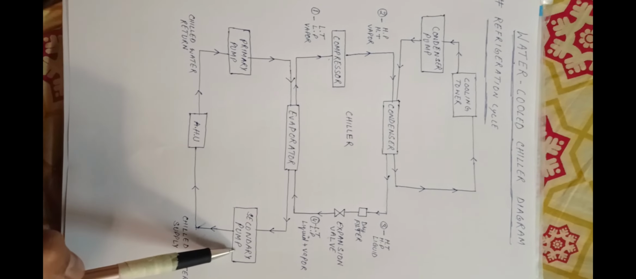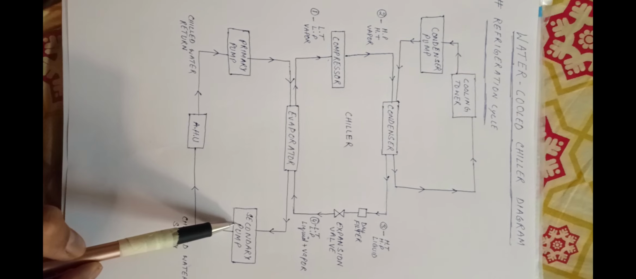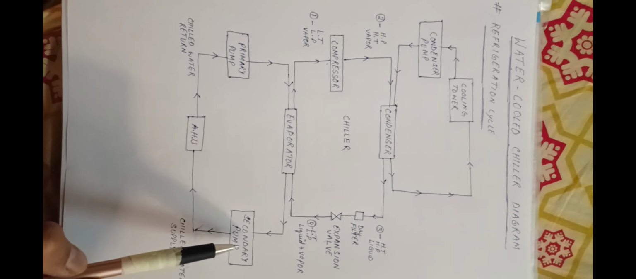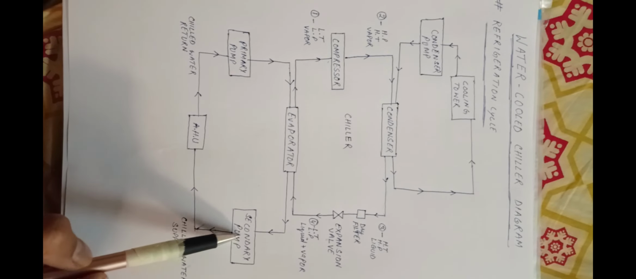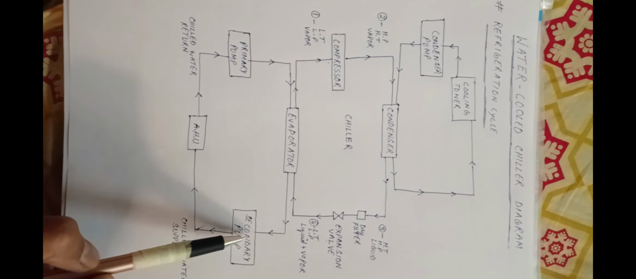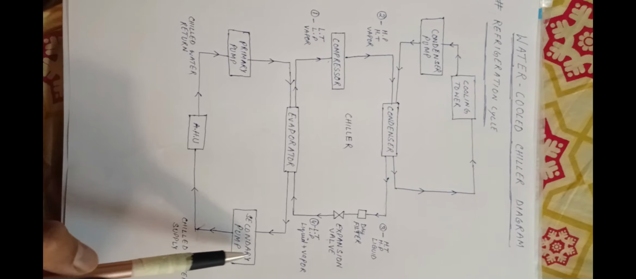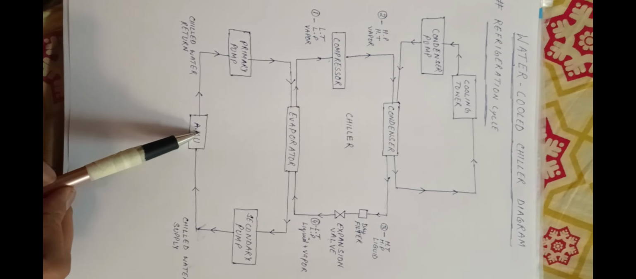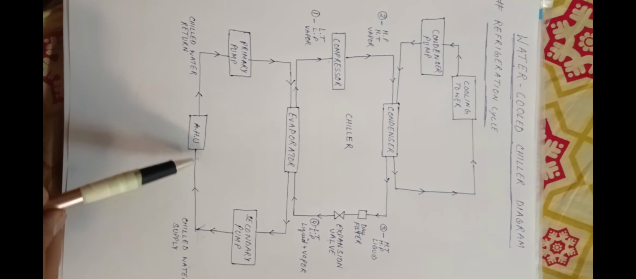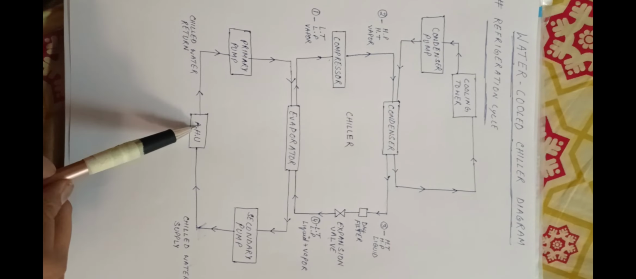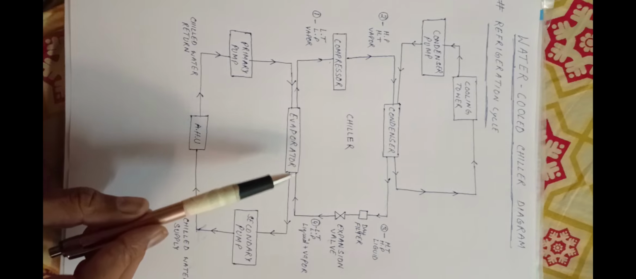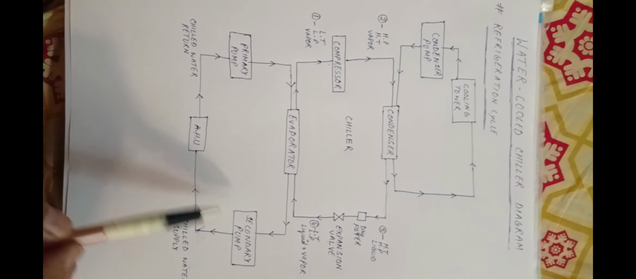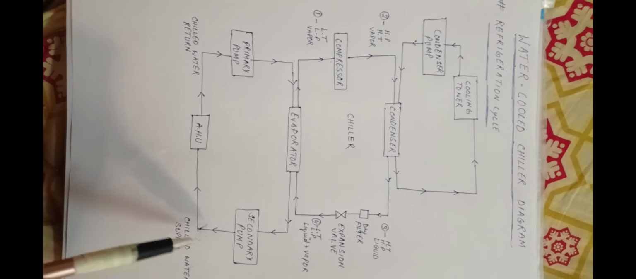The evaporator is connected to the secondary pump. What is the work of the secondary pump? This is the discharge pump. The secondary pump supplies discharge water from the evaporator to the AHU. It sends water from the evaporator to the AHU. So the water comes from the evaporator to the AHU through the secondary pumps.